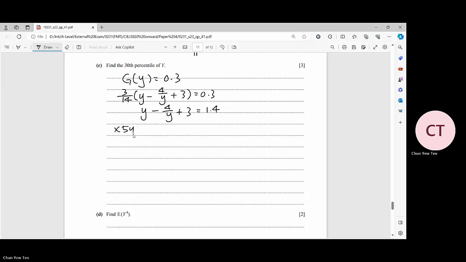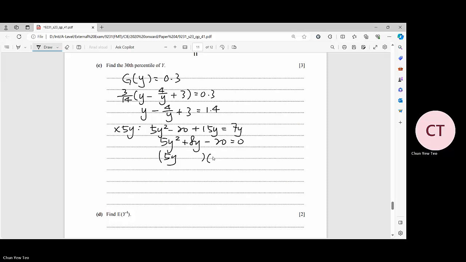You get 5y squared minus 20 plus the 15y equals to 7. So you get 5y squared plus 15y minus 27 equal to 0. Oh, I have made a mistake. It's 8y. So it's 5y squared plus 8y minus 20 equal to 0.